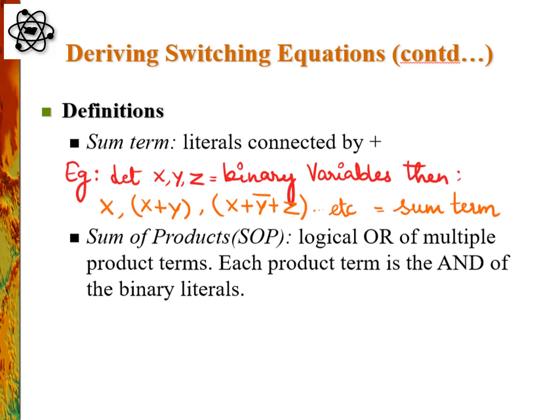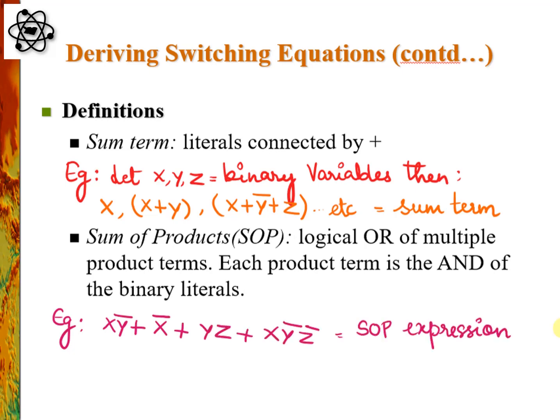Next is sum of products, SOP. A sum of products, SOP, is the logical OR of multiple product terms, and each product term is the AND of the binary literals. So for example, we have xy bar plus x bar yz plus xy bar z bar, which is an SOP expression. So SOP means it is the logical OR of multiple product terms.